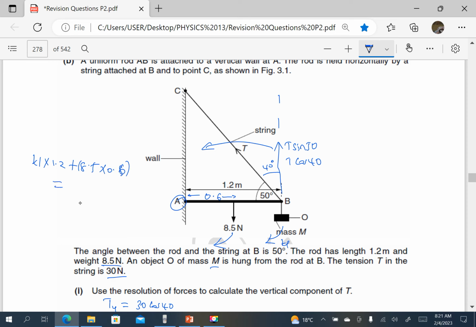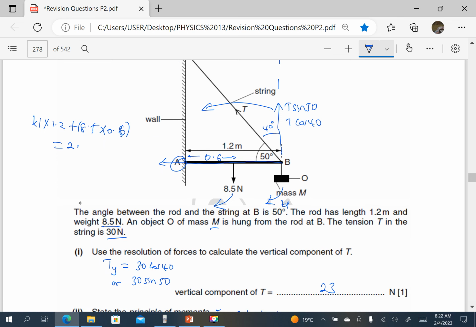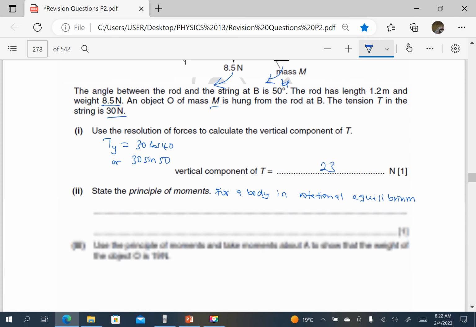This should be equal to the anti-clockwise moments, which is caused by the vertical component of the tension. Of course, the horizontal component of T has no moments because it will act through point A. The line goes through point A. In the horizontal, the line will be through point A for T, which is T cos 50. It is T sine 50 which has moments, and its moment is anti-clockwise. So T sine 50 or T cos 40, which we got as 23, times the perpendicular distance, which is 1.2. So those are the moments.